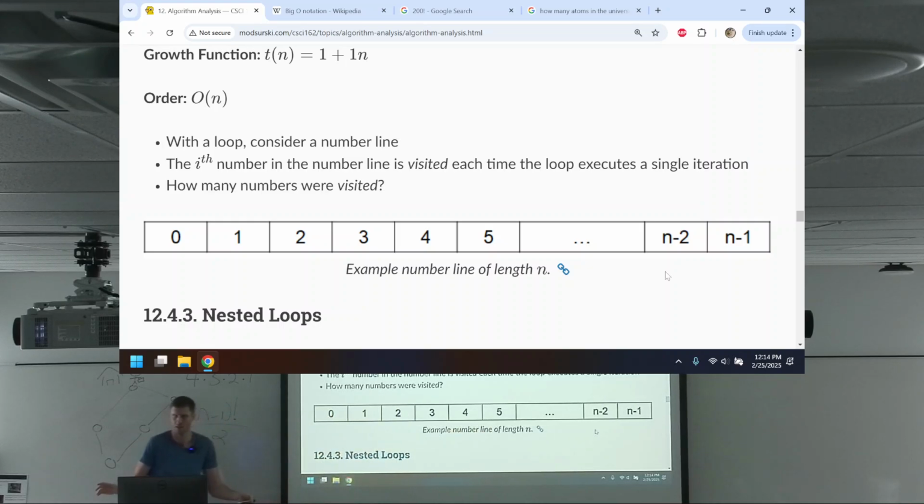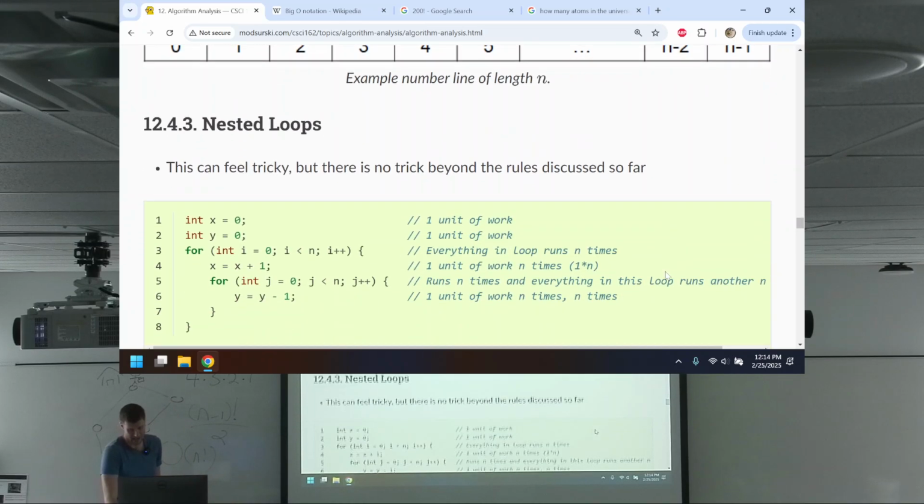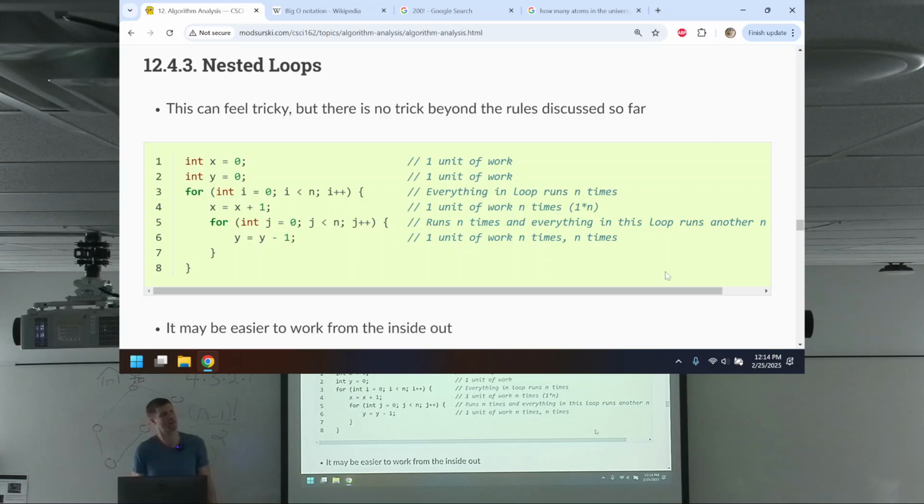Now, if you have nested loops, it can feel like this is where things get tricky, but only if you try to skip steps in your head. Just keep it simple. What are the rules? How much work is being done? 1 unit of work, 1 unit of work. Now, the nested loops. How many times is this being run?